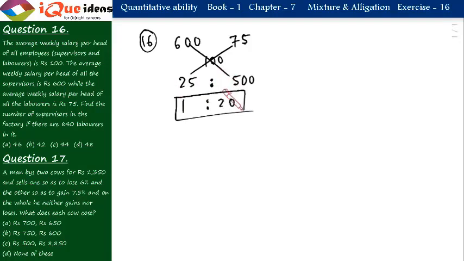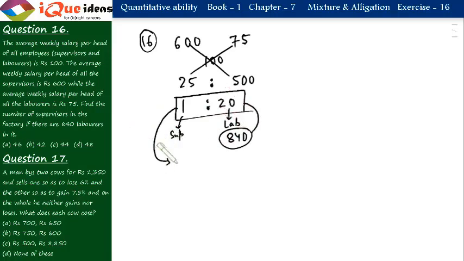Now in this question, please read the question carefully. It says the number of laborers is 840, right? So this 20 represents laborers and this 1 represents supervisors. The total number of laborers is given as 840. So this 20 is for 840. That means 1 will be how much?